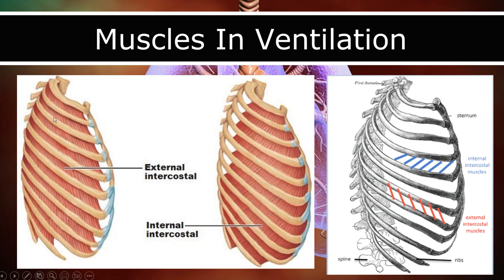Intercostals are muscles that are between the ribs, and they come in two flavors. External, which point outward, and internal, which point towards your sternum, right? So externals point out, internals point in. It doesn't really matter, but you do have to know which is contracting when. So we have external and internal muscles in between these ribs.